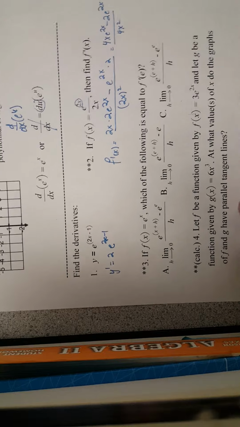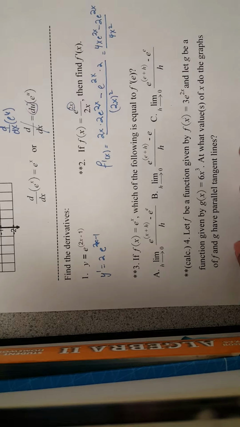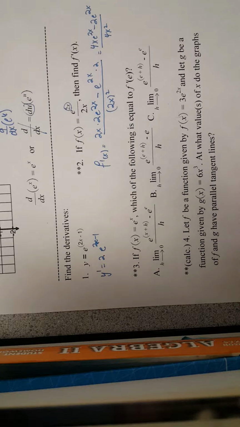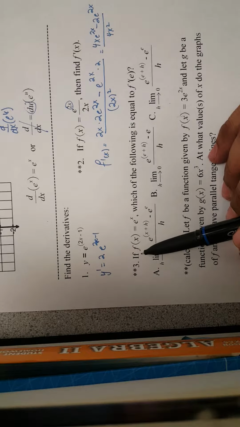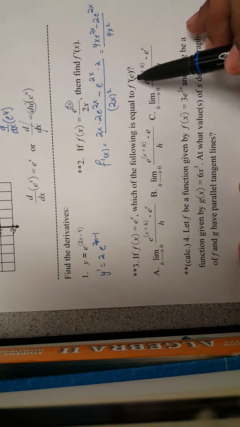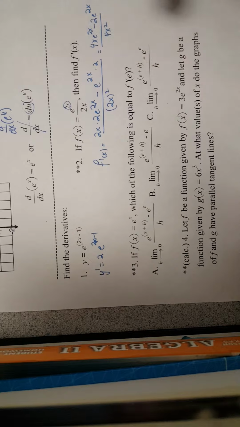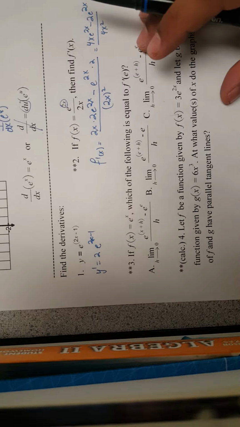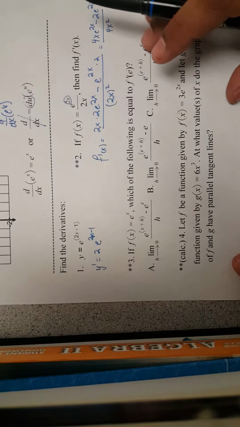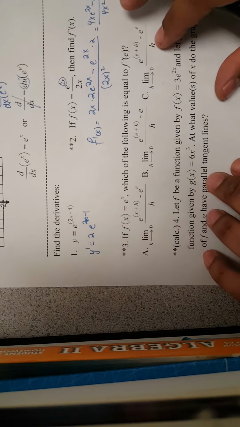Okay, now here, if you guys remember the derivative in disguise, this is the definition of the derivative using limits, okay? So it says if you have a function e to the x, which of the following is equal to f prime of e? So what you need to remember is the definition, the formula itself, okay? So if you remember, let me go ahead and write it down here on the bottom.